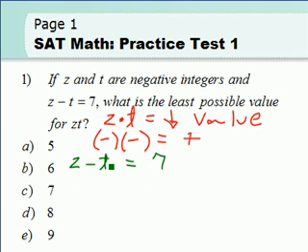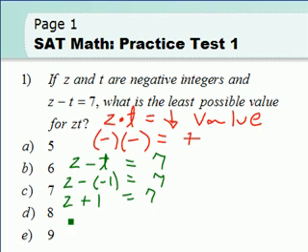Now let's say I substituted in the letter t. So I have z minus negative 1 equals 7. So I have z, negative and negative is plus 1, equals 7. So that means z has to be equal to 6. 6 plus 1 is equal to 7. However, z cannot be equal to 6 because, again, if we look at the problem, both integers, z and t, are negative. So this is not going to work.